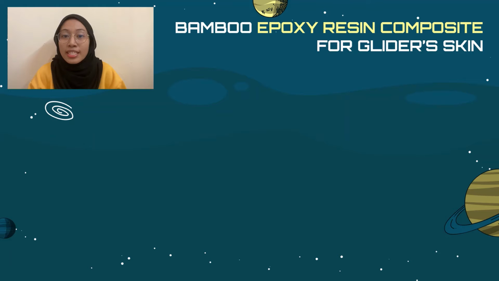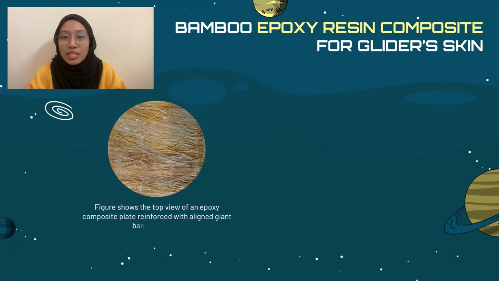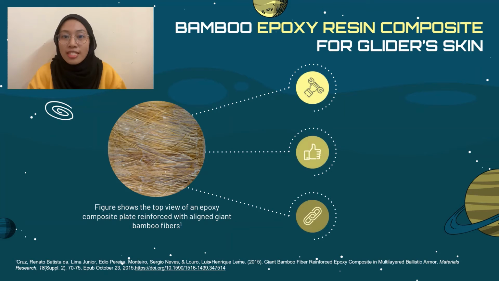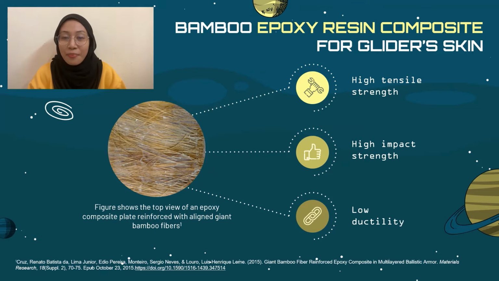Moving on to the next part, which is the material selection. For the material selection, we choose bamboo fiber epoxy resin composite as the glider skin. This is due to the advantageous properties of this natural fiber composite itself. Bamboo epoxy resin composite has a high tensile strength, high impact strength, and also a low ductility. These three characteristics make it a good material to cover the external part of the glider.